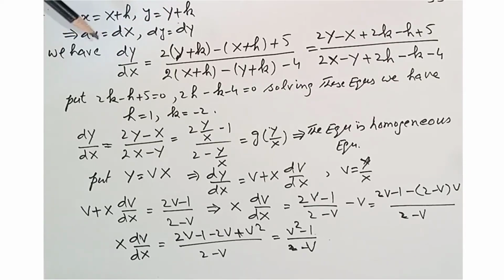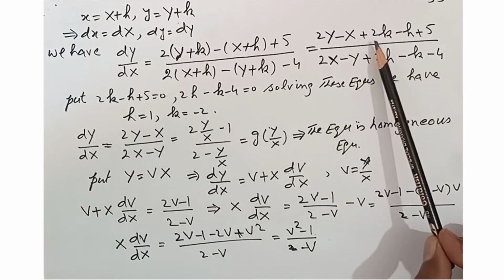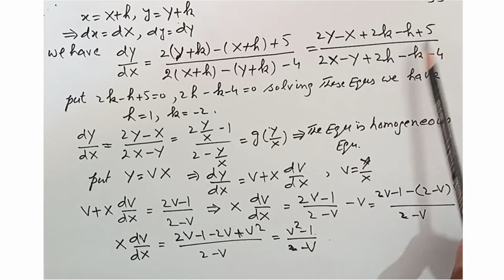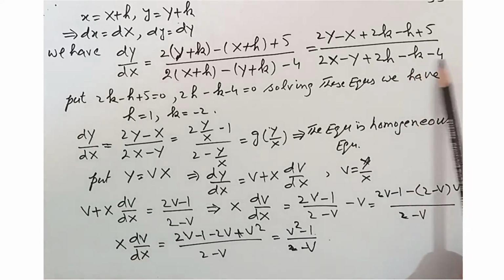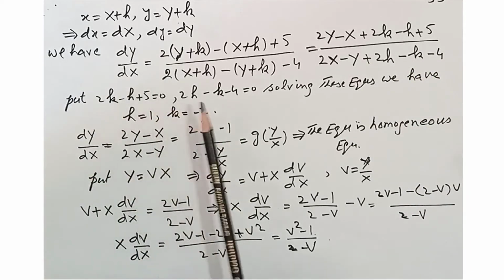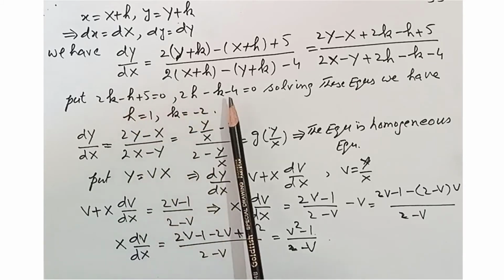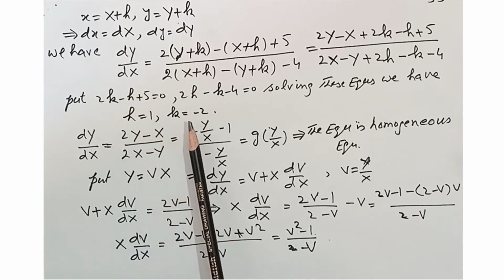So in place of small dy by dx, we put capital Dy over capital Dx, and in place of y we put Y plus k, and in place of x we put X plus h, so 2 into Y plus k minus X plus h plus 5 divided by 2 into X plus h minus Y plus k minus 4. So after simplification we have this. Now we put 2k minus h plus 5 equal to 0 and 2h minus k minus 4 equal to 0. So after simultaneously solving these two equations, we have h equal to 1 and k equal to minus 2.